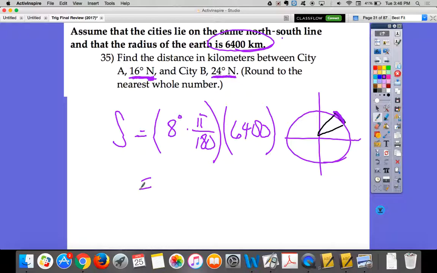Now it's just about typing it in. 8 pi divided by 180 times 6,400. And I got 893 point, what did it say, to the nearest whole number? Oops. Since it's a 0.6, I need to go to 894.